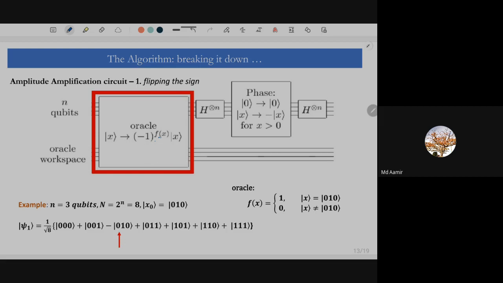And it is problem specific. So we have to design the oracle, the exact circuit using quantum gates, when we have the solution, and we need to know which one is the solution here.